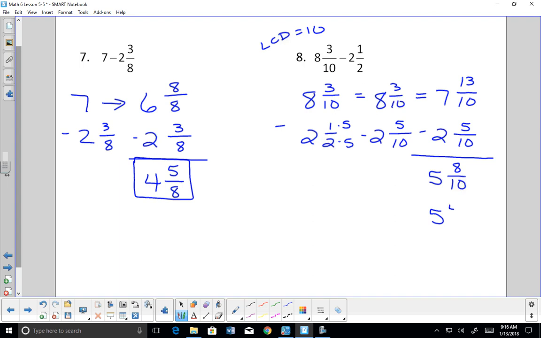Hopefully, by the end of this lesson, you have understood how to rename fractions so that you can subtract them. You don't need to rename them when adding, only when subtracting.